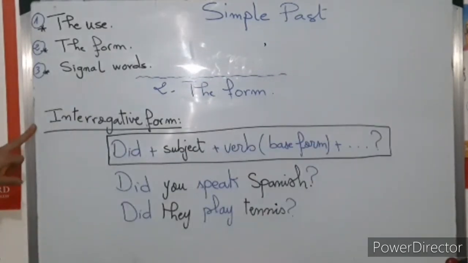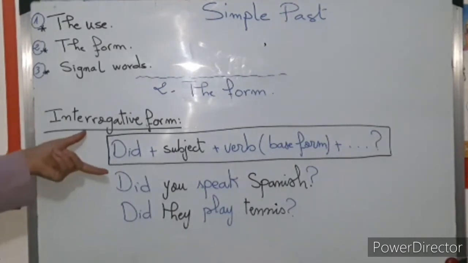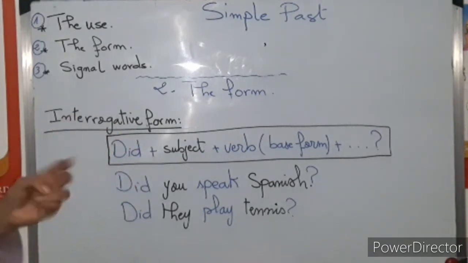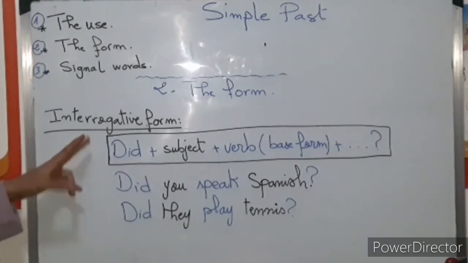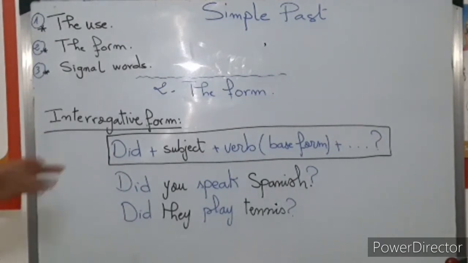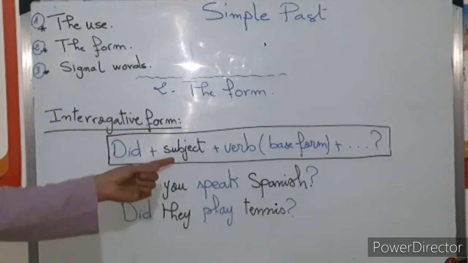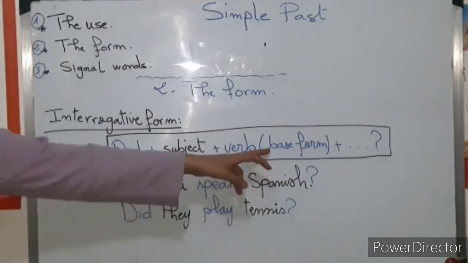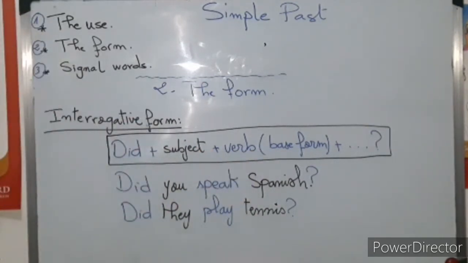For the last form, which is the interrogative form, this is the form of the sentence. Normally we start a sentence with a subject, but when we have a question, we invert the subject with the auxiliary. So we start with the auxiliary, which is did, plus subject, plus verb in the base form. As I told you before, the base form is the infinitive without to. And you continue your sentence. Don't forget the question mark, since it's a question.